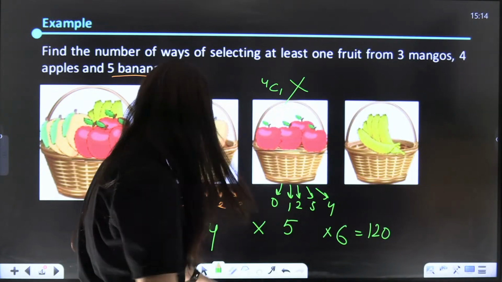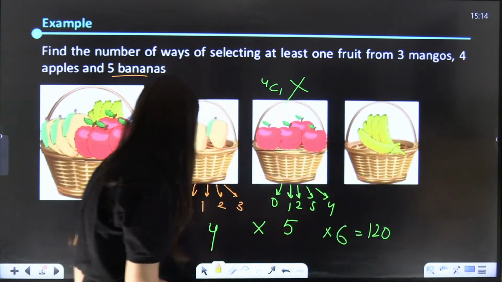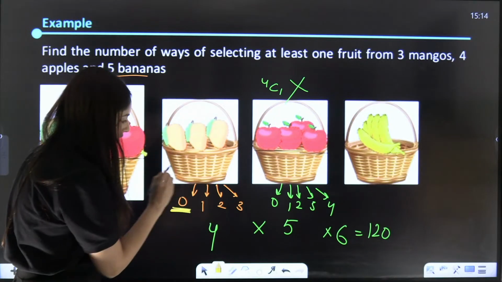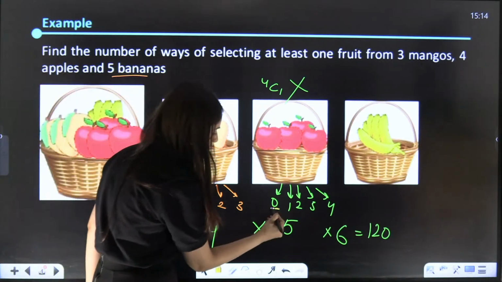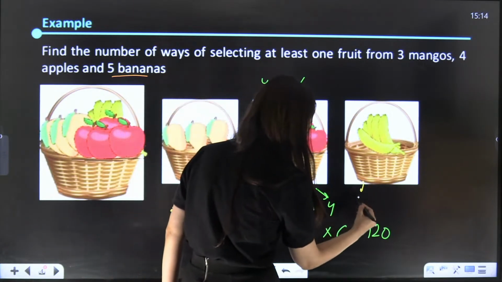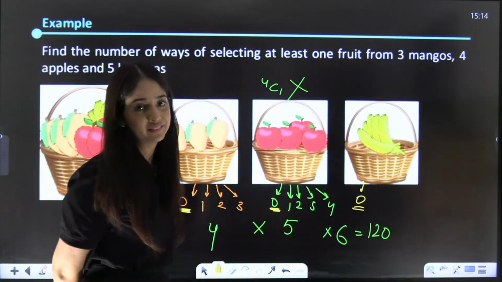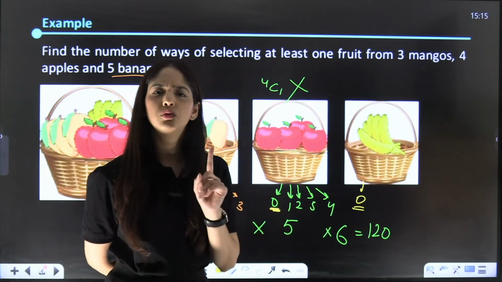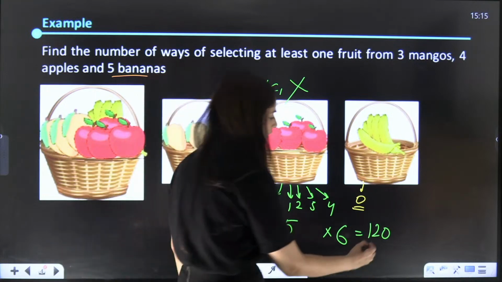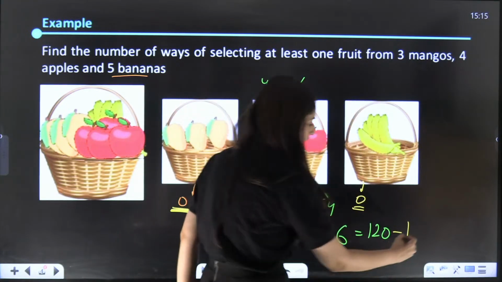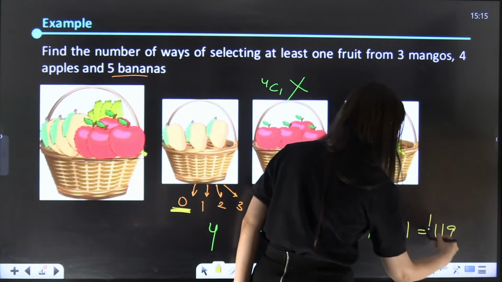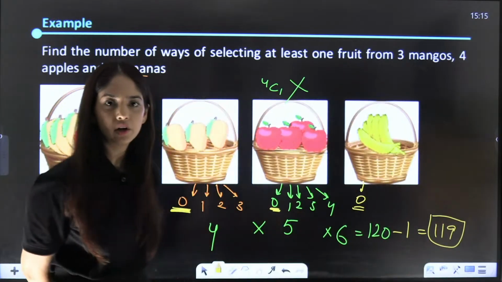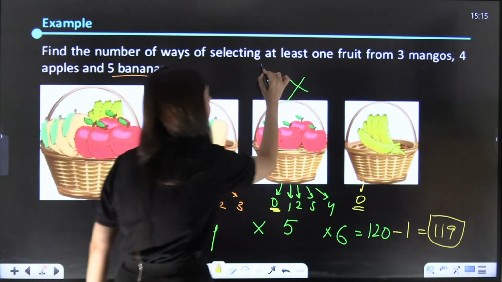But just like before, it is possible that we take 0 mango, 0 apple and 0 banana. That case is also being counted here, so we have to remove that one case. So we'll just do minus 1, and the final answer is 119. Alright, because there is at least one fruit.